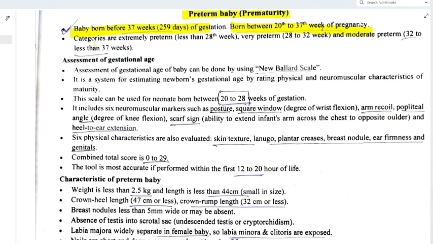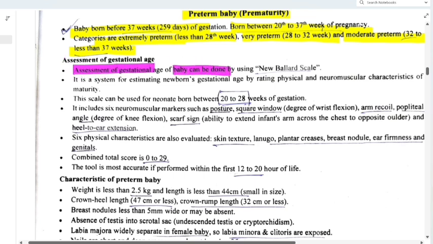Then the categories are extremely preterm, that is less than 28 weeks, very preterm, that is 28 to 32 weeks, and moderate preterm, that is 32 to less than 37 weeks. Okay, now see the assessment part. Assessment of gestational age of the baby can be done by using the New Ballard scale. It is a system for estimating a newborn's gestational age by rating physical and neuromuscular characteristics of maturity. So basically by these 2 points, we are estimating the newborn's gestational age. Okay, and this scale can be used for neonates born between 20 to 28 weeks of gestation.